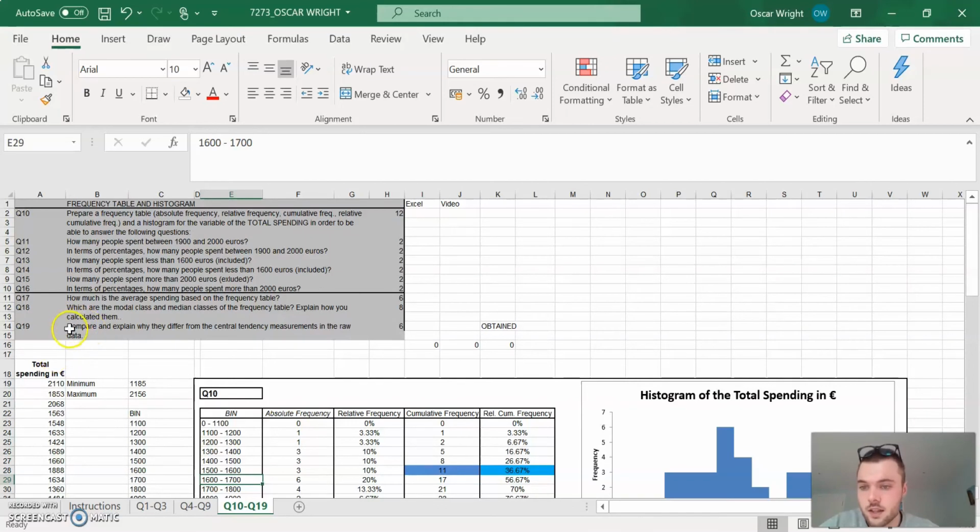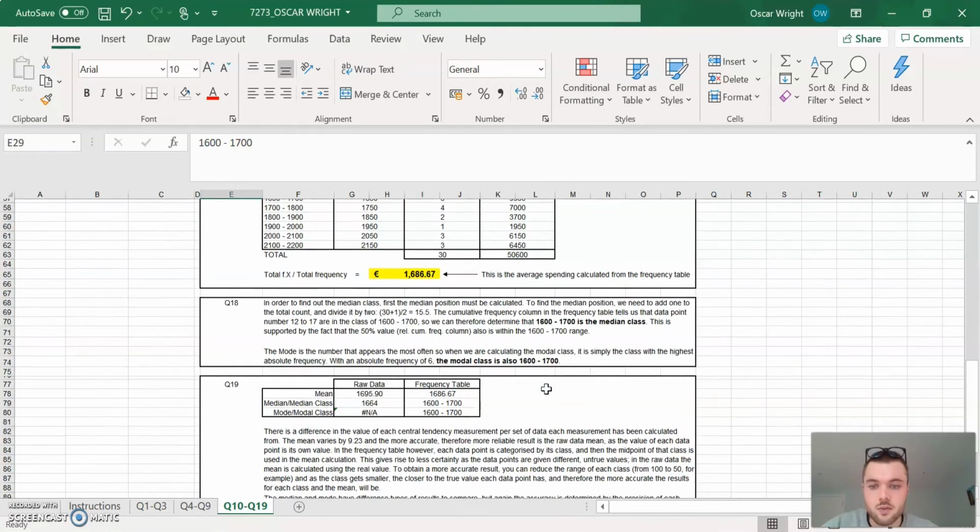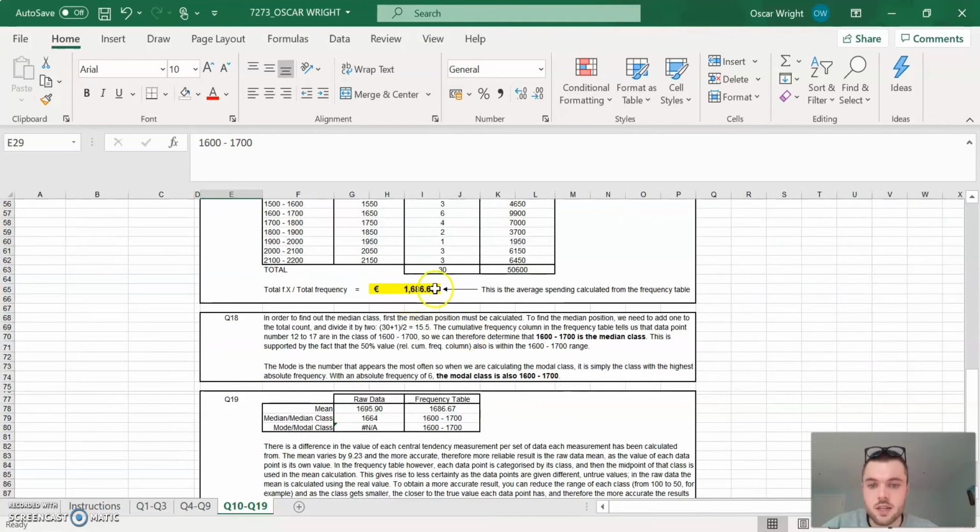Question number 19, and the last question. Compare and explain why they differ from the central tendency measures in the raw data. So we now need to compare the values that we've just figured out, which is the mean value, the median class, and the modal class, with the raw data.